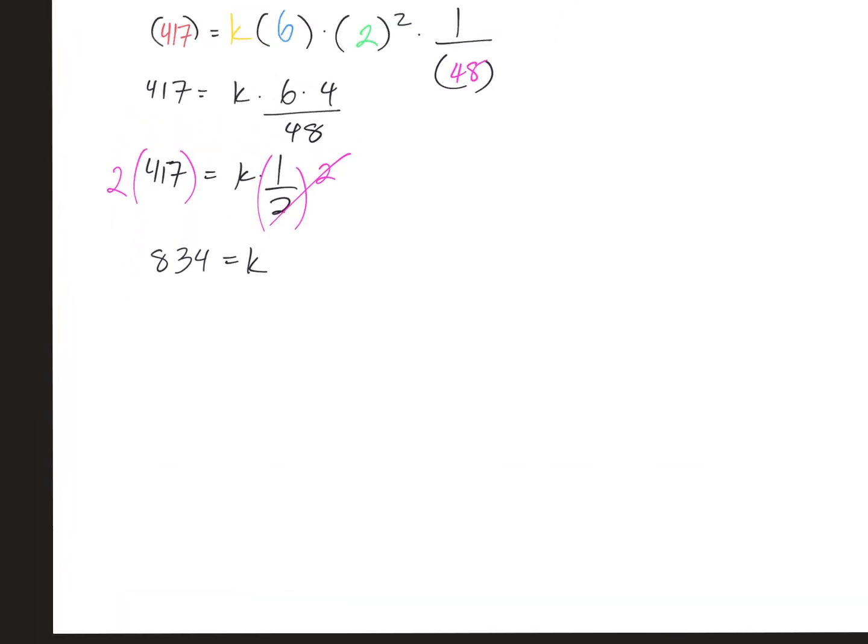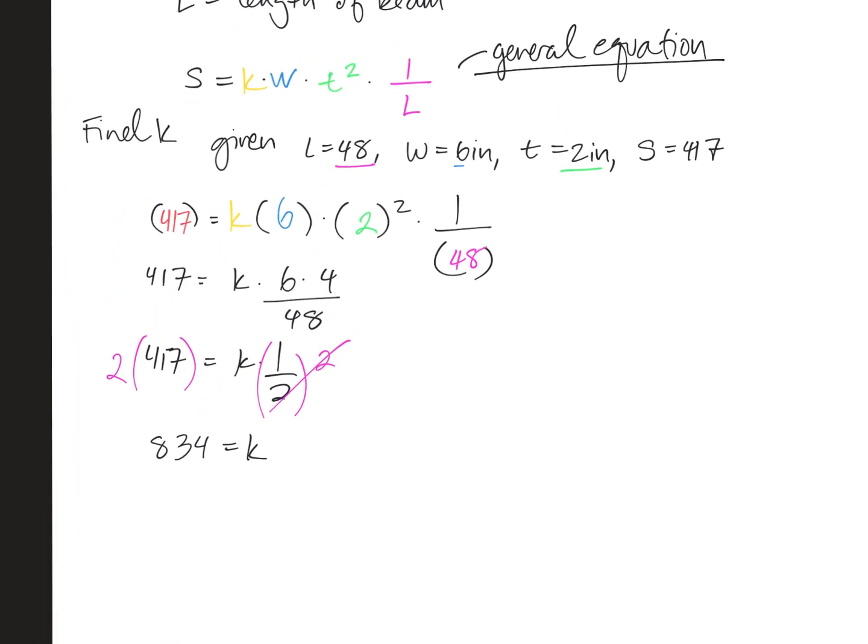Now we can use that to write our specific equation. So S equals, we're using this to write the specific. We have now found k. So 834 times W times T squared times 1 over L. So this is the general equation. Sorry, the specific equation. Specific to my problem. Now let's go ahead and solve the problem.